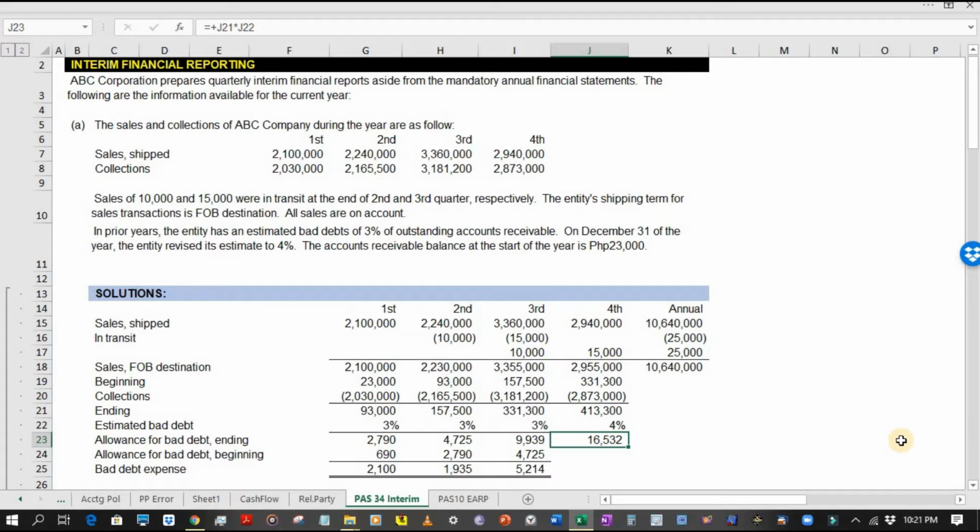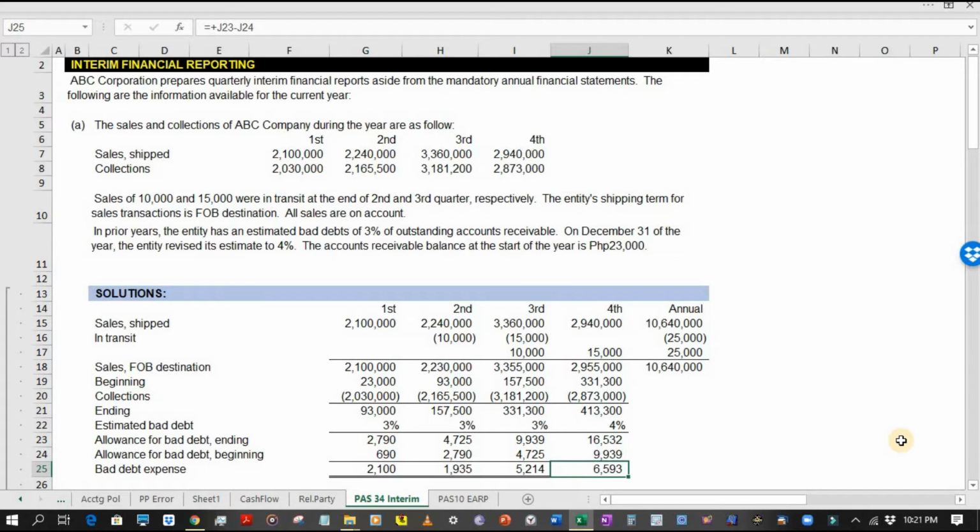And since there is a revision of the estimate, again, there will be no need for retrospective adjustment where adjustments are made for the first, second, and the third quarter. Again, the adjustments will be made only during the period of change and in the subsequent periods. So our ending balance is 16,532. This will be reduced by the previously recorded bad debts, which is 9,939. So we need to record an additional 6,593 pesos. And this is the amount that will appear in the income statement for the fourth quarter, which will cover the operations from October to December.